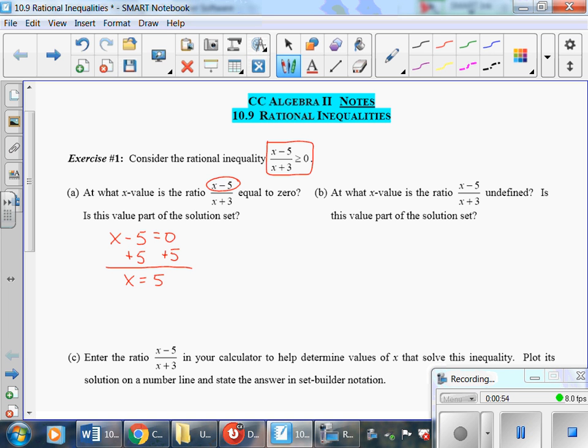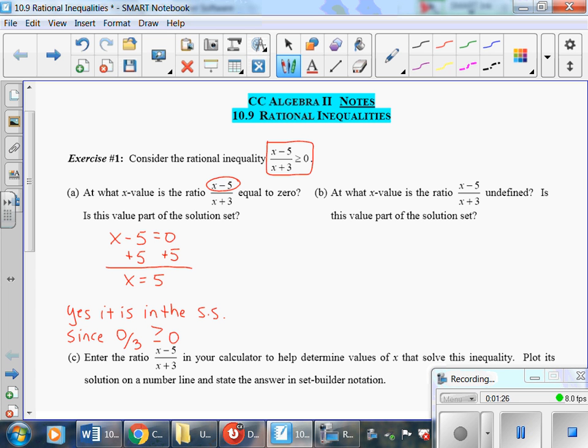And it says, is this in the solution set? There's no reason to think why not. So I would say yes, it is in the solution set, since when x is 5, you get 0 over 3. 0 over 3 is greater than or equal to 0, and it does satisfy the inequality.